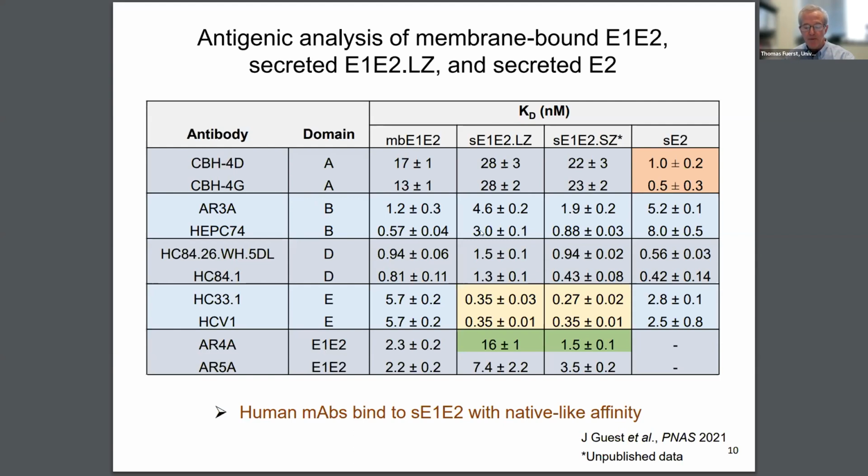Importantly, all binding affinities were approximately the same, except sE2 bound better to the non-neutralizing antibodies to domain A, highlighted in orange. The secreted E1E2 bound better to the domain E antibodies, highlighted in yellow, and we were able to improve binding of the AR4A to secreted E1E2 using the same zip scaffold, highlighted in green, sort of similar to the membrane-bound form. All constructs showed similar binding affinities to CD81. Thus, we were able to demonstrate that we can make a secreted form of E1E2 that maintained a conformational structure similar to the membrane-bound form.